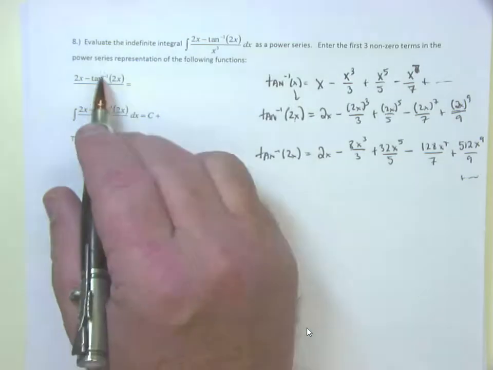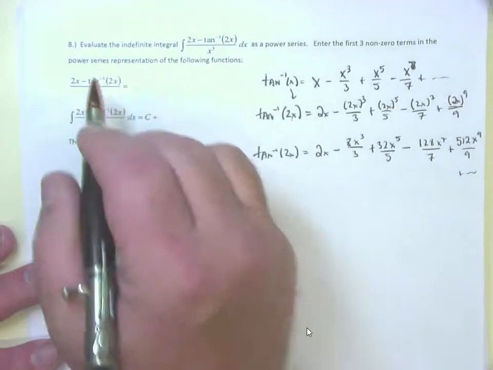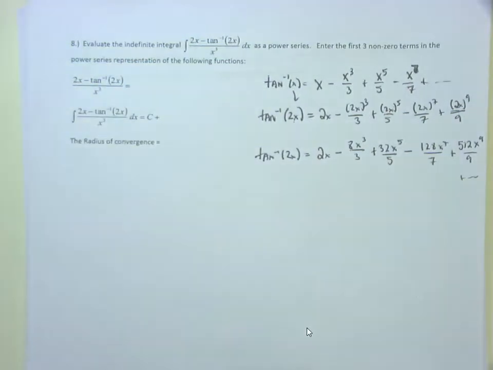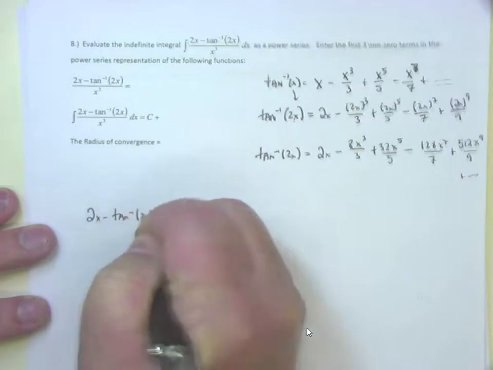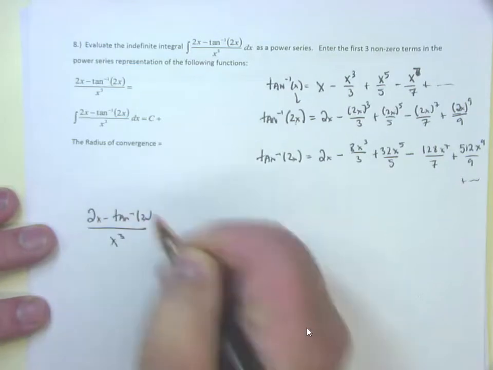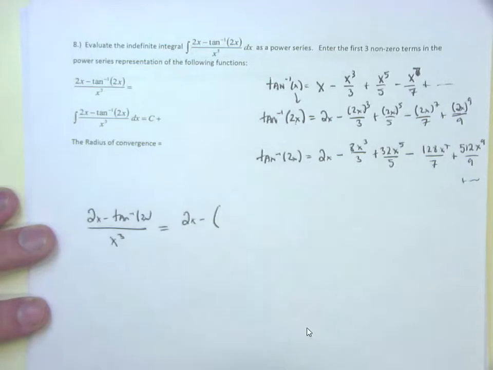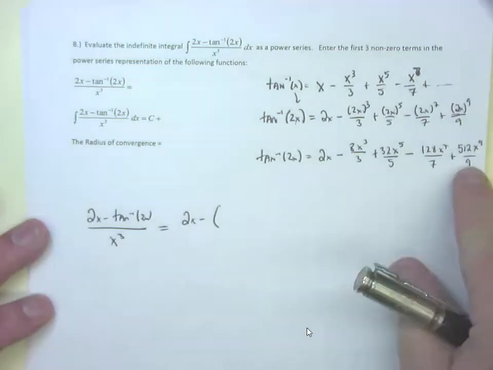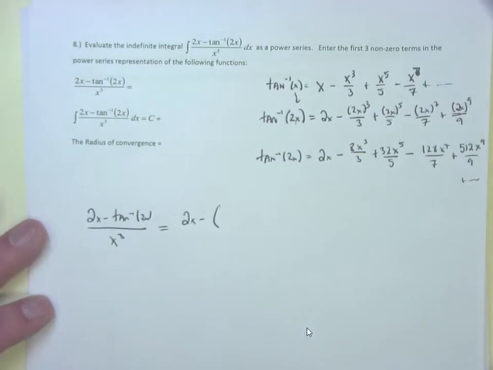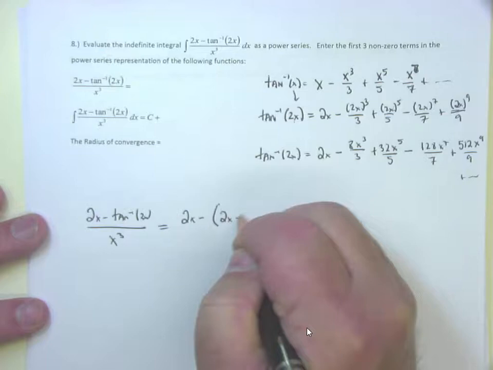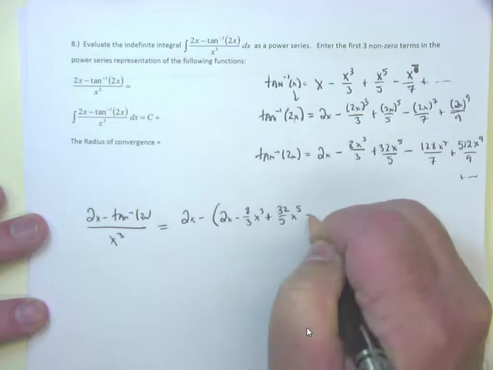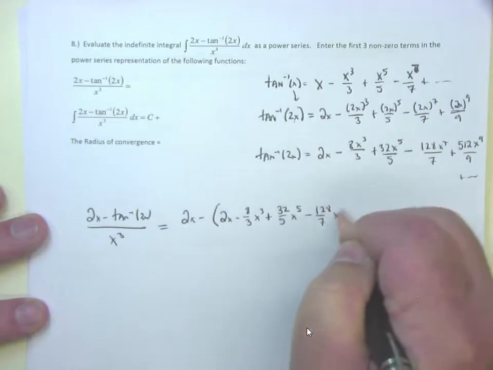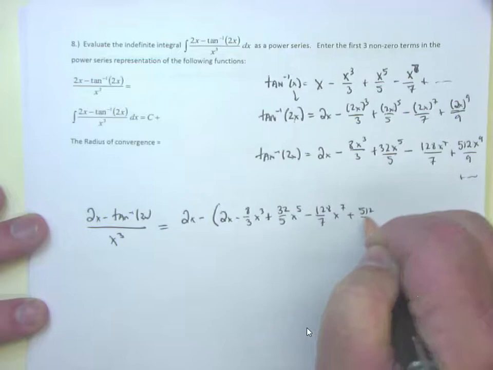So, we want a power series for this guy right here. Well, once you get a power series for one part of your big function, you can create a power series for the whole thing. Let me show you. So to create a power series for 2x minus the tangent inverse of 2x over x cubed, this would be equal to 2x minus your power series that you just created for the tangent inverse of 2x, which came from the tangent inverse of x that you guys did last time. That would be 2x minus 8/3 x cubed plus 32/5 x to the 5th minus 128 over 7 x to the 7th plus 512 over 9 x to the 9th.